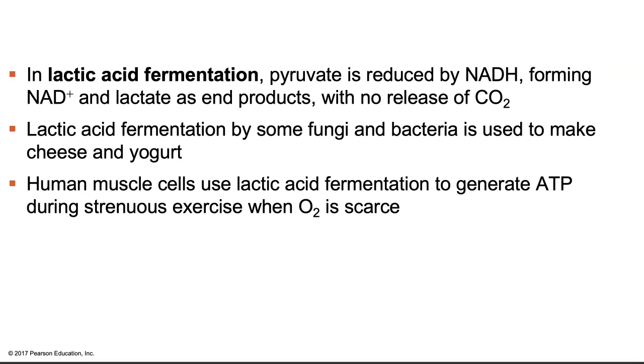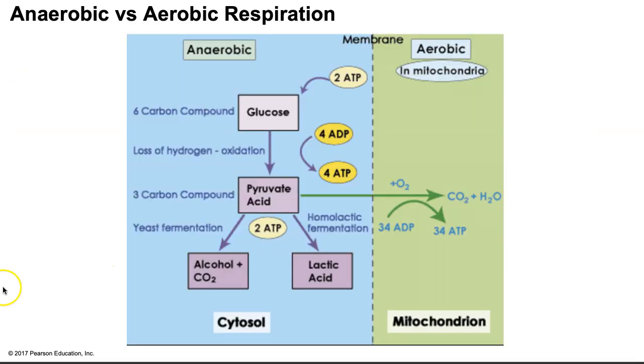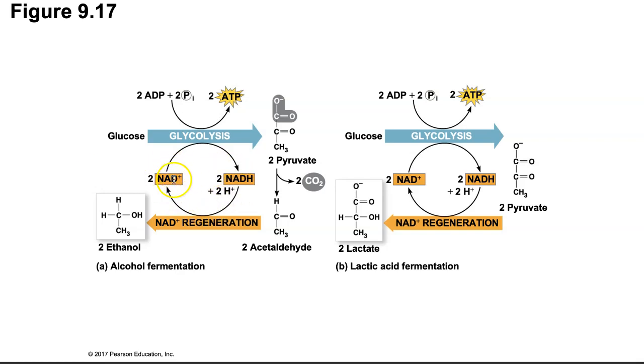Sorry, here we go. So who can do some lactic acid fermentation? Fungi and bacteria to make cheese and yogurt. And then for us, our muscles are able to utilize lactic acid fermentation when we have low oxygen conditions. So this happens during strenuous exercise. Obviously, the whole point of this, again, is to make ATP, right? We need to be able to regenerate this NAD plus. Sorry, here we are. NAD plus over here.